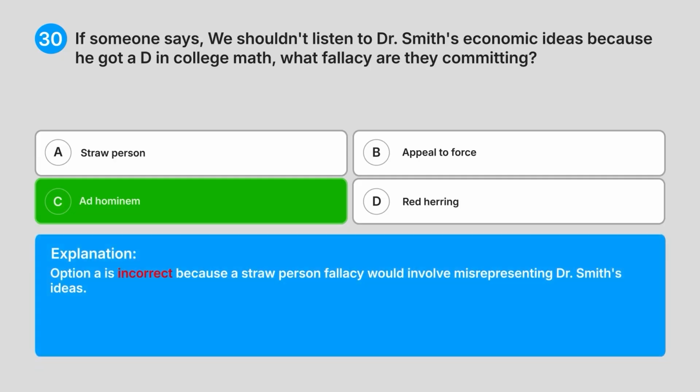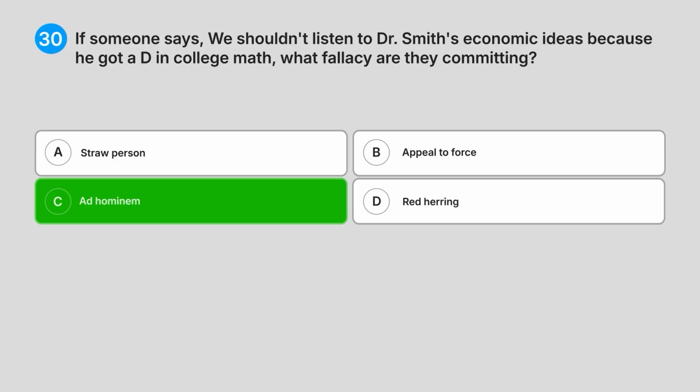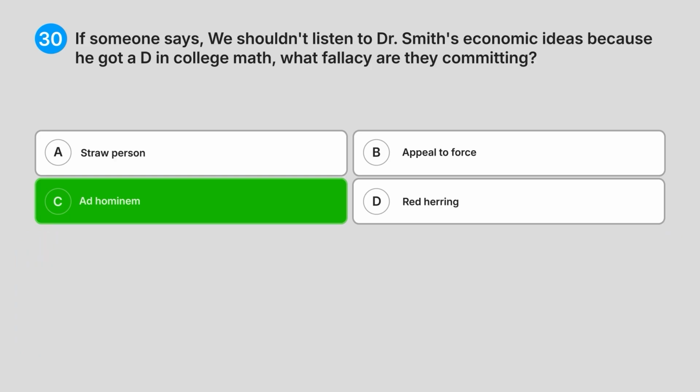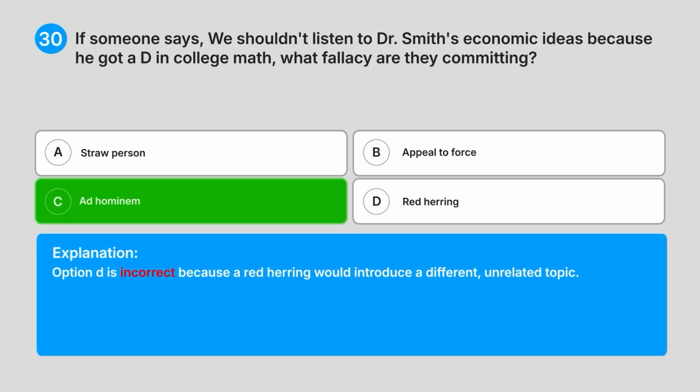Option A is incorrect because a straw person fallacy would involve misrepresenting Dr. Smith's ideas. Option B is incorrect because an appeal to force uses threats. Option D is incorrect because a red herring would introduce a different, unrelated topic.